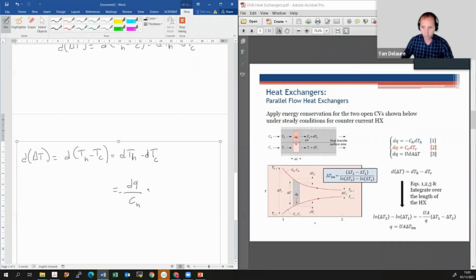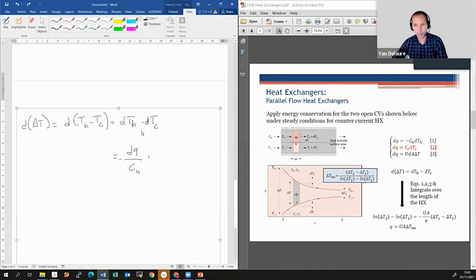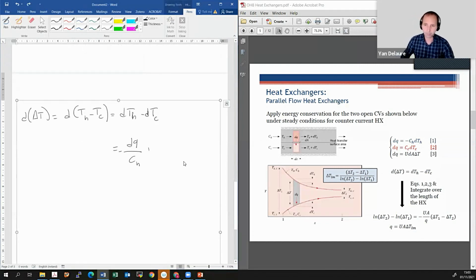Sorry, just incorrect manipulation. It's not working, so check here. Let's go back. Minus, so dT_C would be dQ over C_C. So we have a fairly simple formula from where to start.